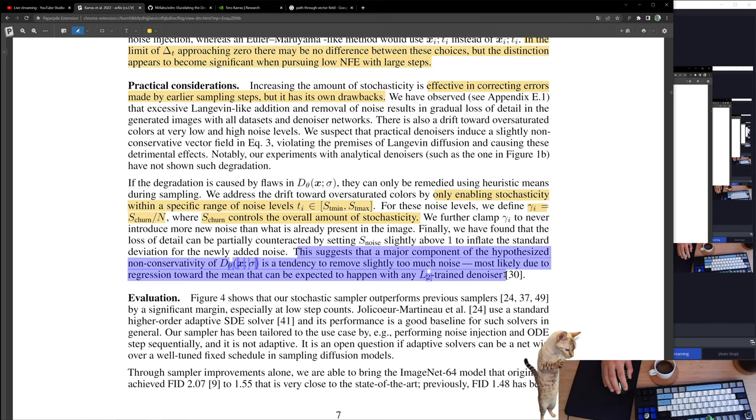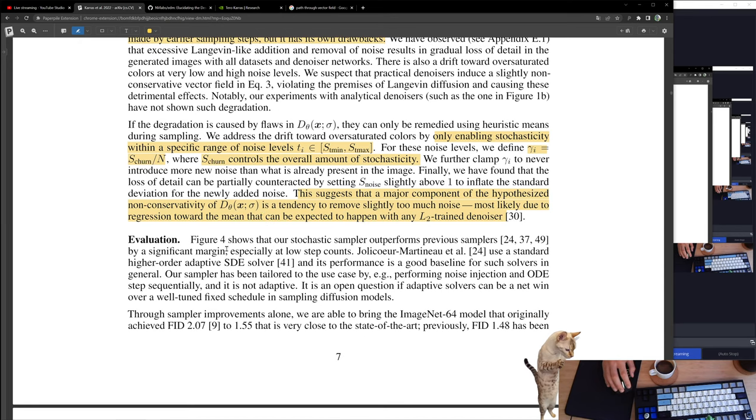Huh, this is interesting. Okay, so they hypothesize the denoiser has a tendency to remove too much noise. And the reason for this is a regression towards the mean that can be expected with any L2 trained denoiser. So, right, we were talking about L2 loss versus L1 loss. L2 loss is more harsh when it comes to penalizing the difference between the target x and the predicted x. So they're saying that because it's trained with L2 loss, this denoiser has a tendency to remove too much noise.